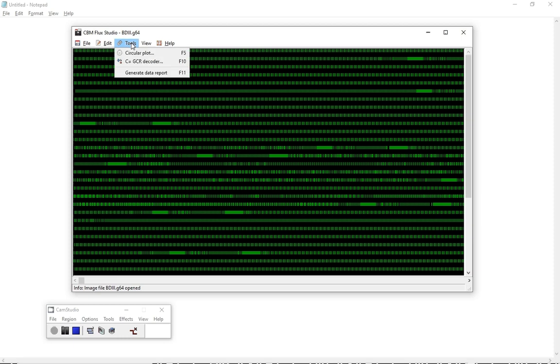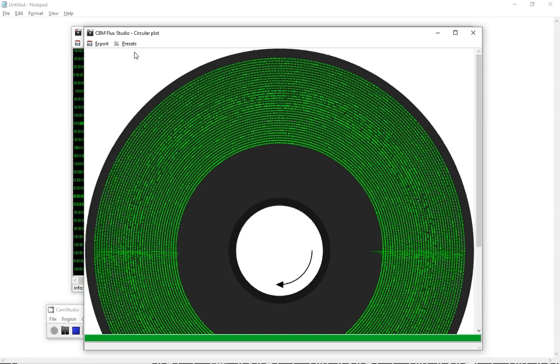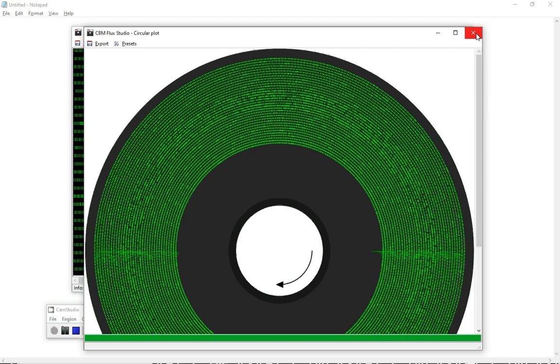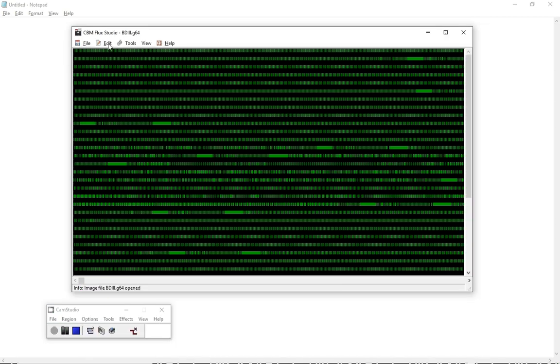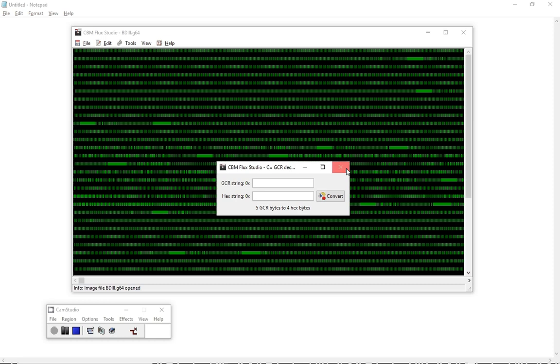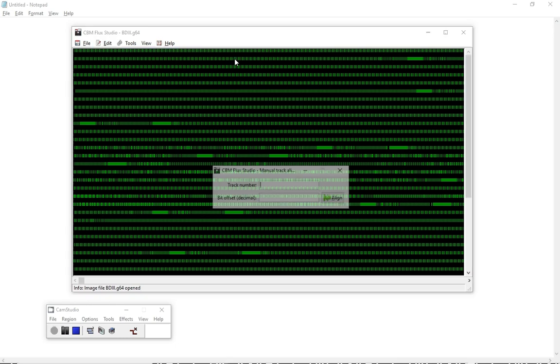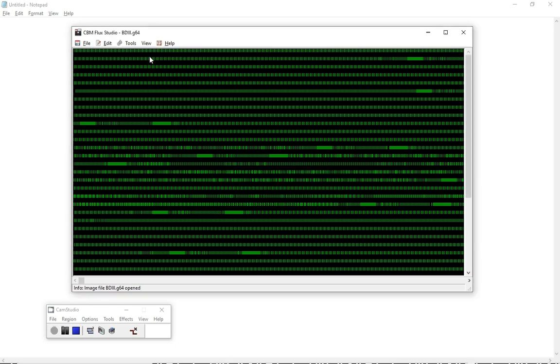I'd like to close with saying that the circular plot has been reintroduced from the previous version of the tool, so it's there. So is the GCR decoder, which is really pretty much for myself. Manual track alignment has been reintroduced as well, and that's pretty much where I am at the moment with the rewrite. But keep watching this space, because I'm gradually adding more and more features and actually enhancing on the work that I did for version 1.